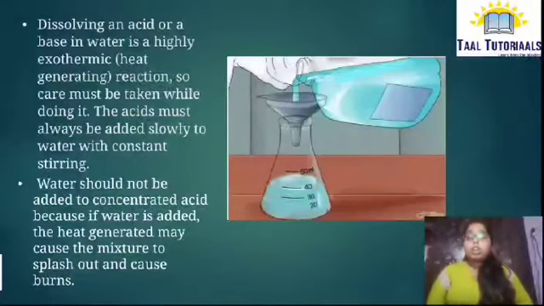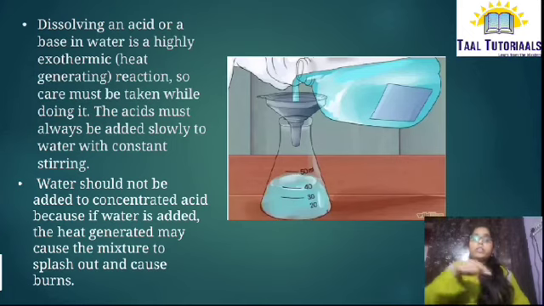Then dissolving an acid or a base in water is highly exothermic. What is exothermic? Heat is generated. Okay, so care must be taken while doing it. The acid must always be added slowly to water with constant stirring. See, you should be stirring on one side and adding the acid slowly. So you have to be careful because this is exothermic, so heat is generated.